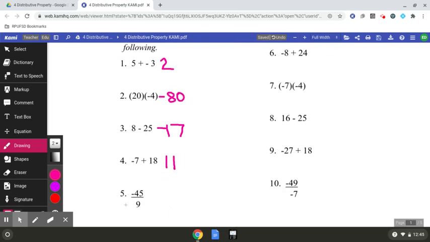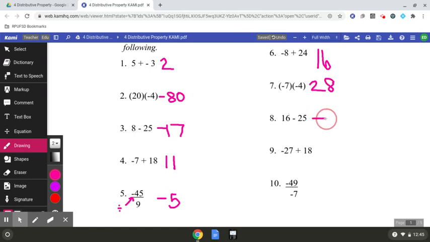Number 5, the way you would put that in the calculator is you're going to use the division symbol. So negative 45 divided by 9 is negative 5. Number 6, negative 8 plus 24 is 16. Number 7, negative 7 times negative 4 is a positive 28.